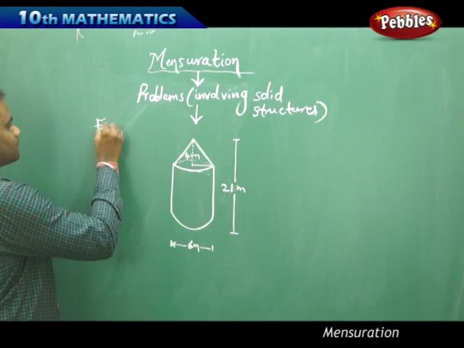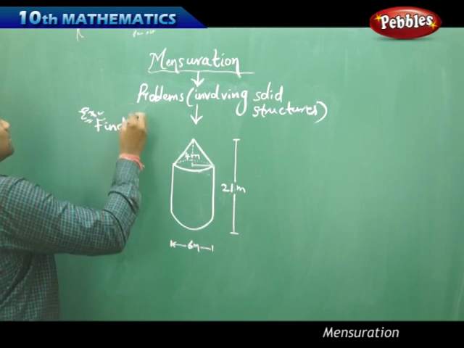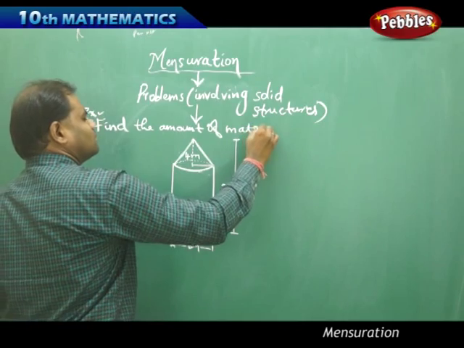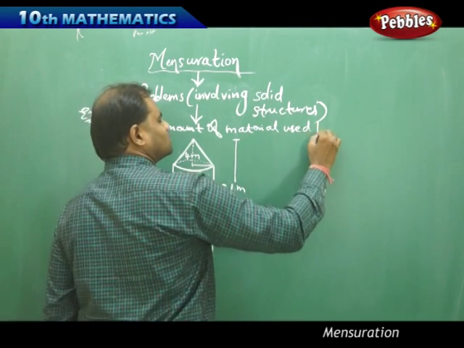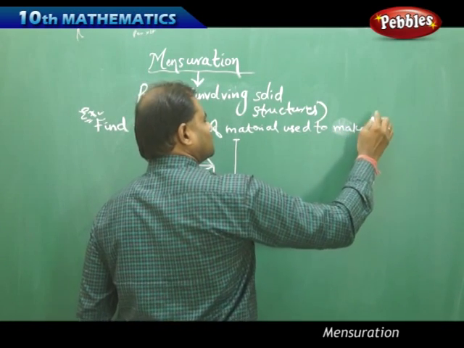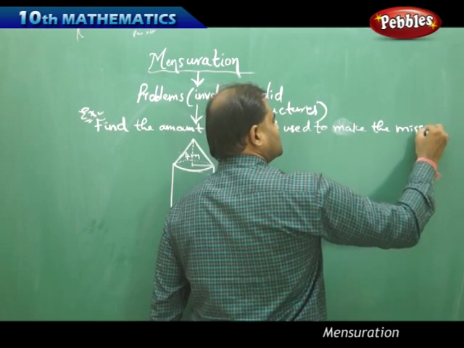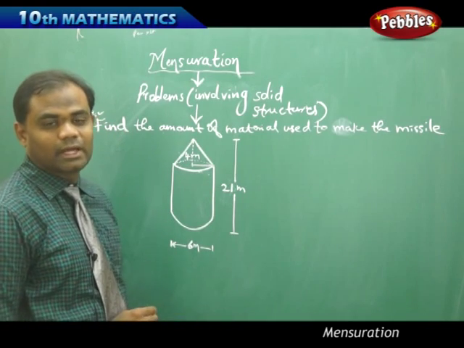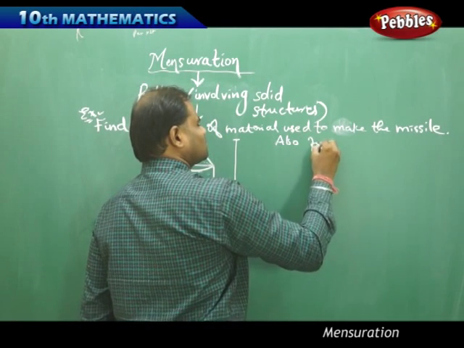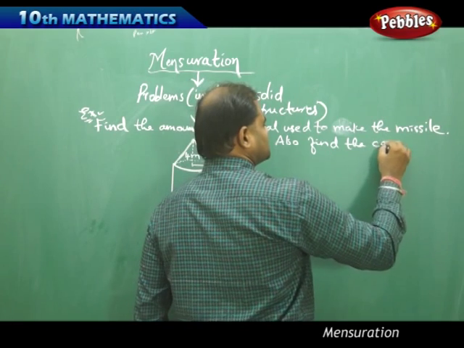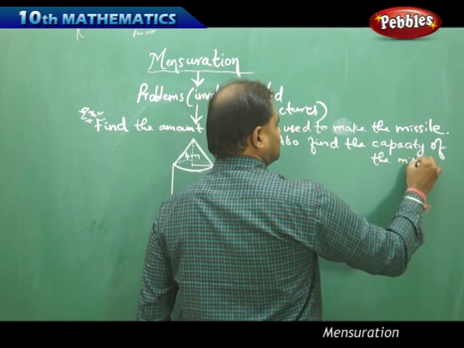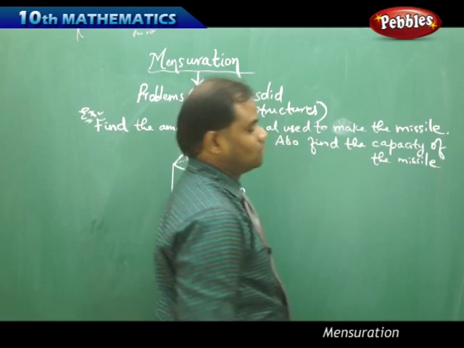Now the question is: find the amount of material used to make the missile of the following dimensions. Also find the capacity of the missile is the question.